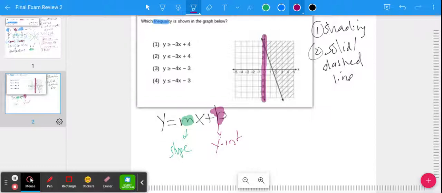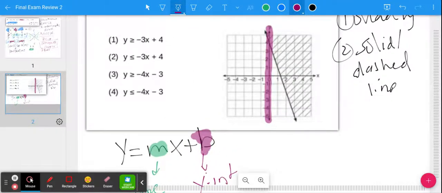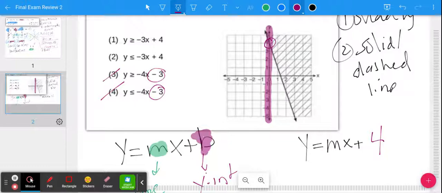So where this line hits the y-axis is, if I zoom in, right here at 4. That means my b value is going to be 4. So if I put that into my equation, y equals mx plus, I'm going to replace b with 4. So if I take a look at my answer choices here, I can already cross out the last two because in number 3 and number 4, they're saying the y-intercept is negative 3. But it's not. We don't cross down here. The y-intercept is 4.